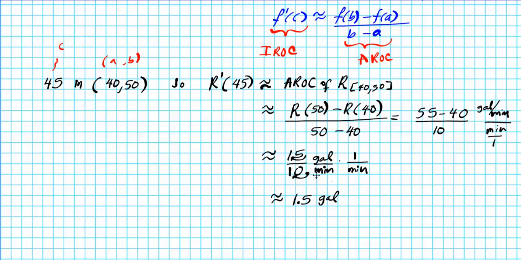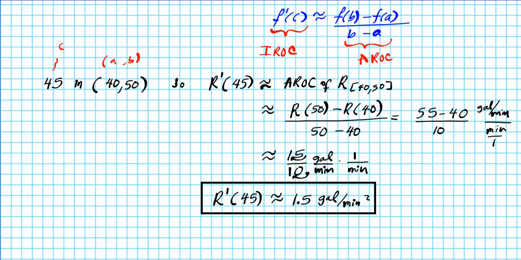Gallons for the numerator, minutes times minutes is minutes squared. So R, the instantaneous rate of change at t equals 45, can be approximated by 1.5 gallons per minute squared. And don't forget to box your final answer so your grader can easily identify where your solution is.